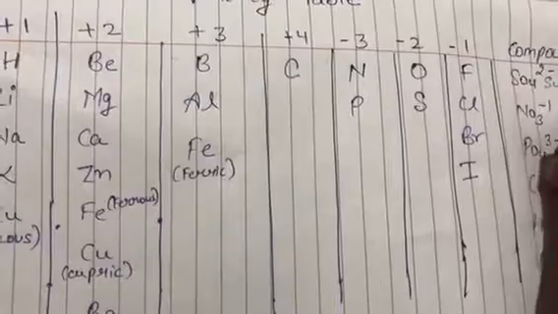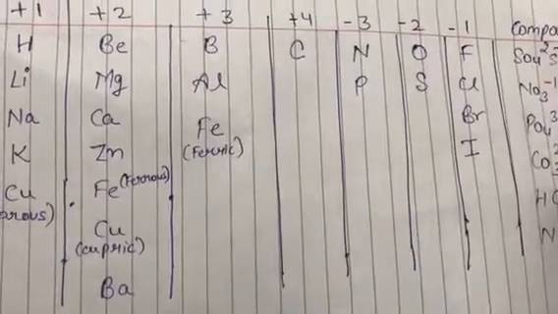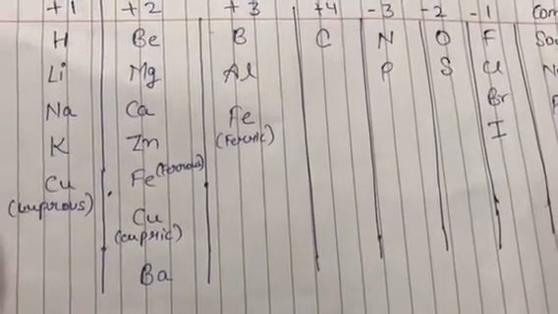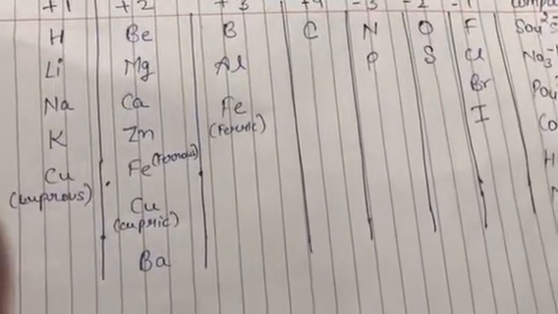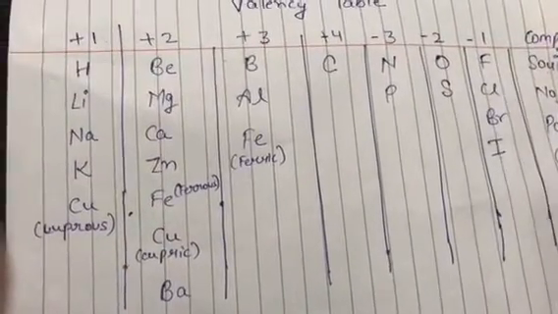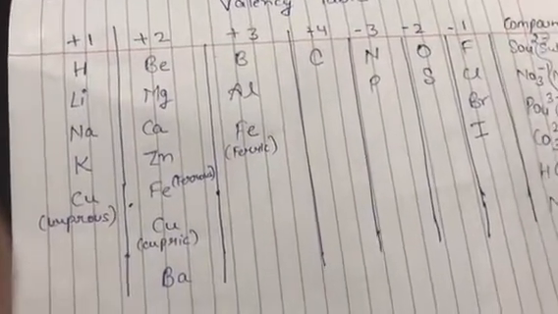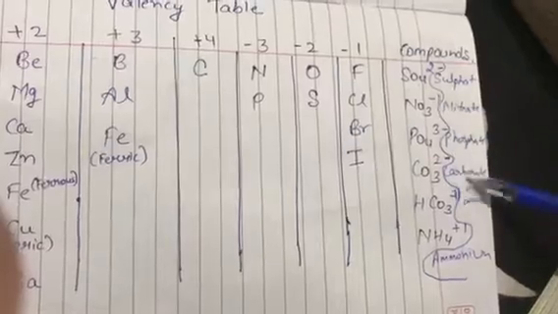This is sulfate, nitrate, phosphate, carbonate, hydrogen carbonate, and ammonium. These are the names of these compounds.